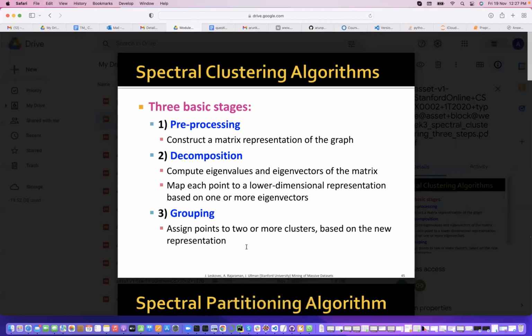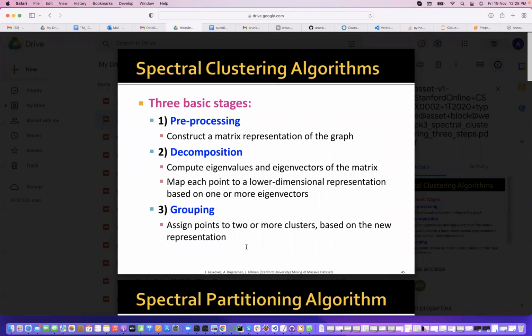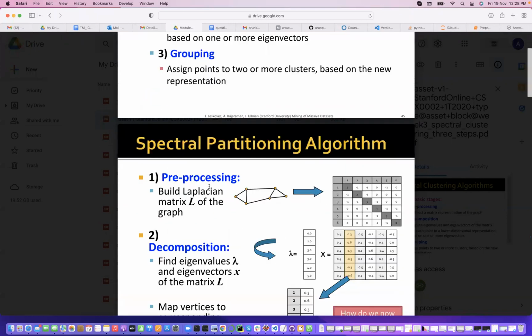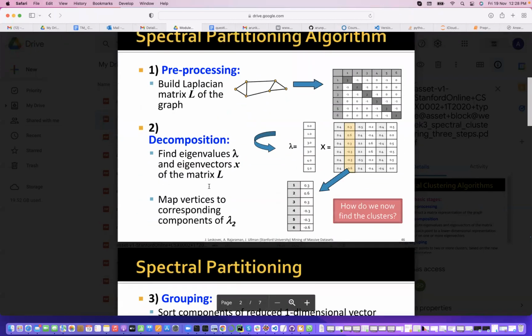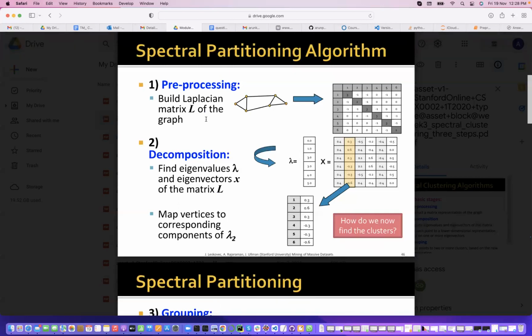So if you want two clusters, you take only two eigenvalues. If you want three clusters, you get three eigenvalues. So based on those values, you cluster them. So pre-processing, build Laplacian matrix. The whole procedure is given. How do you proceed with this?